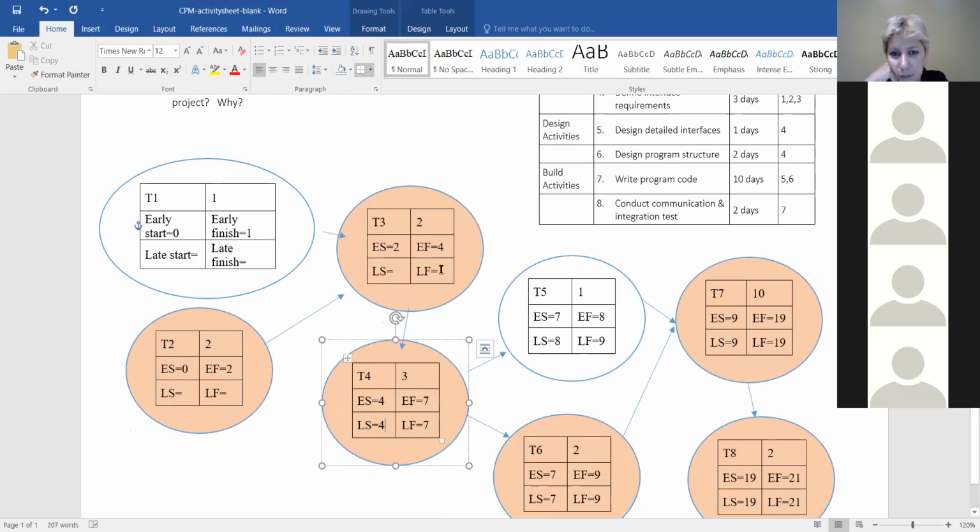Yes. And then here the late finish would be 4, and then it would become 2 for the late start, and then late finish would be 2 minus the 2, which would be 0. Correct or no? It's correct. And then go ahead, do it for T1 as well, now that you're on it.